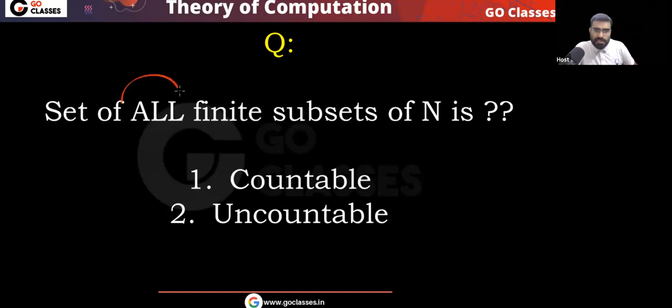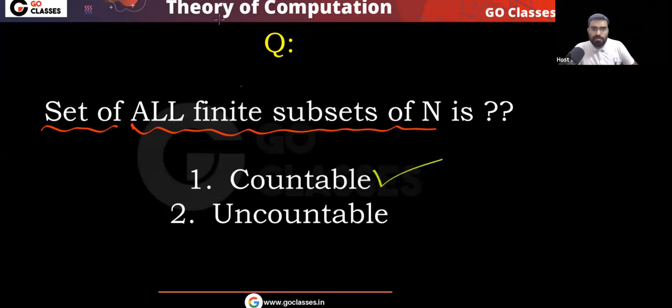Set of all finite subsets of n. This we have already seen. This is countable. We have already seen in the previous lecture. Yes or no?